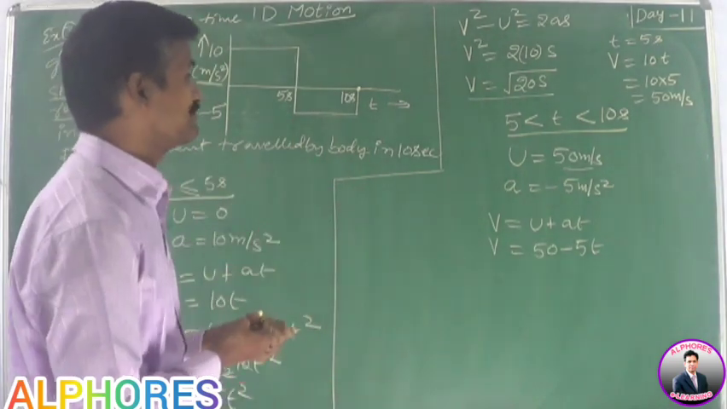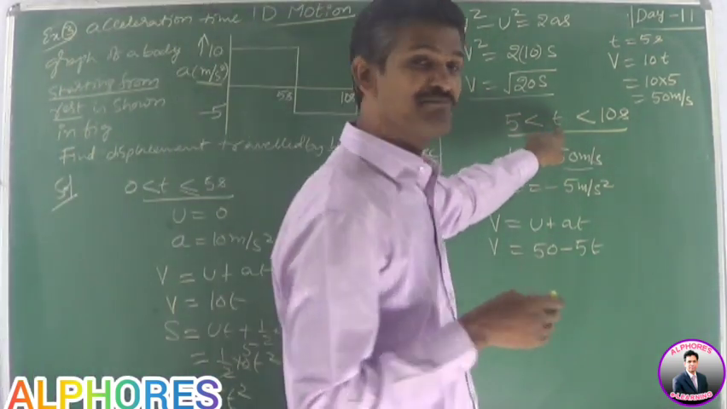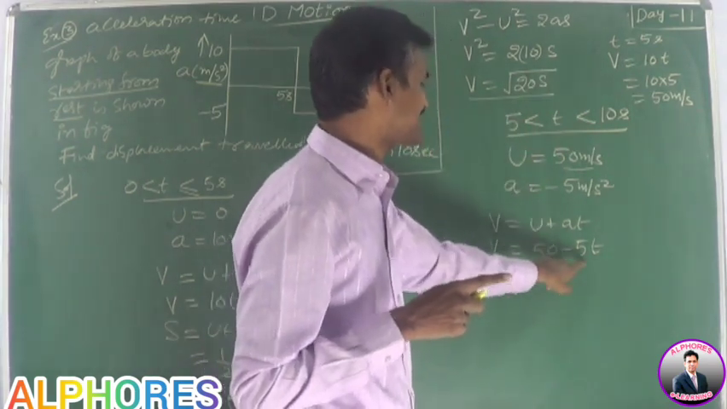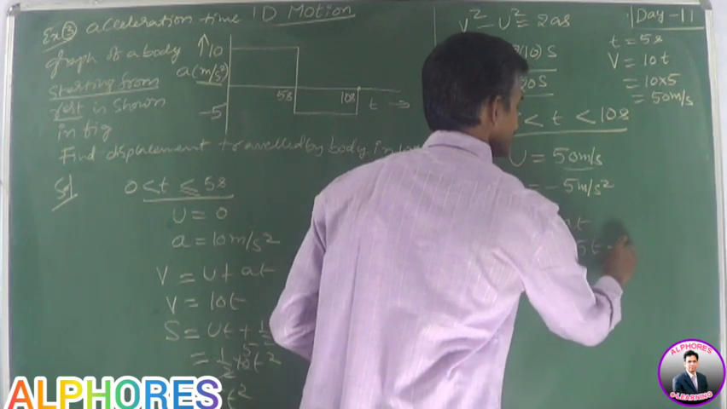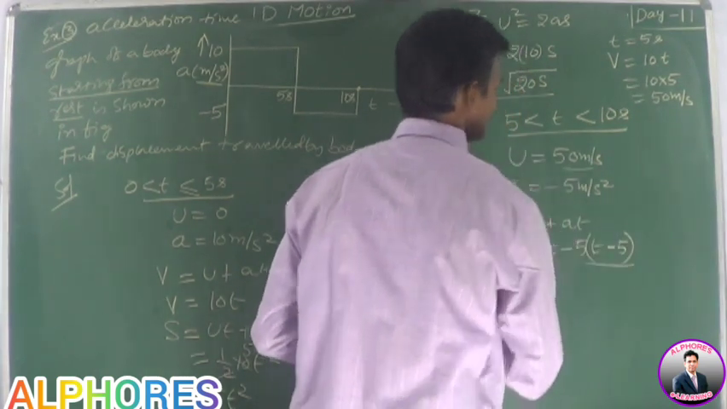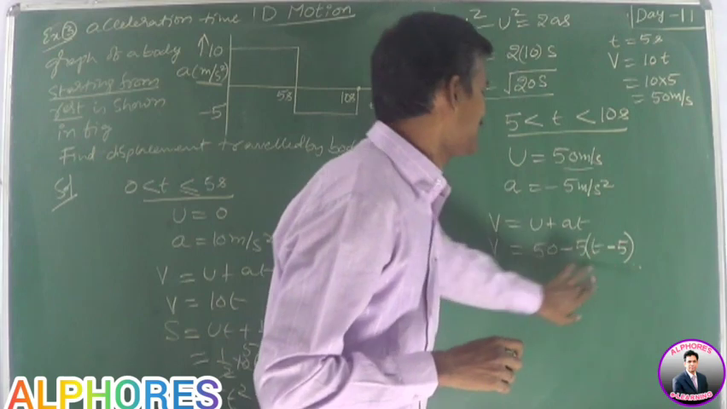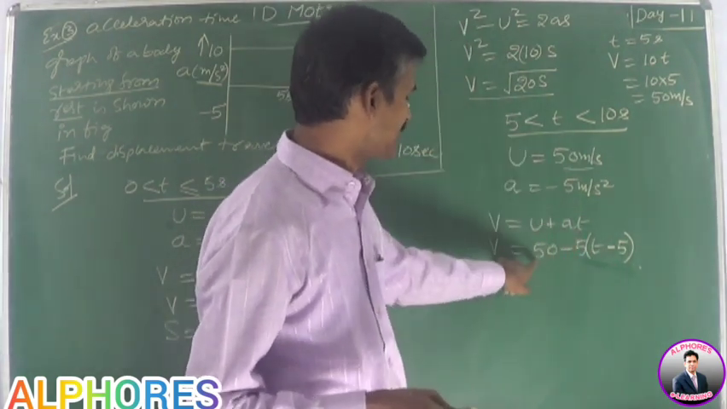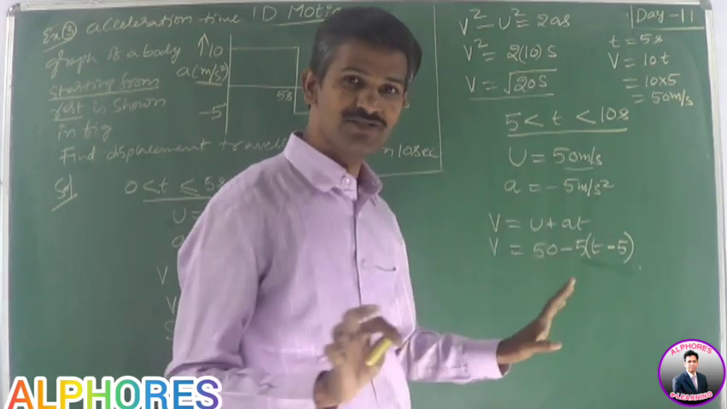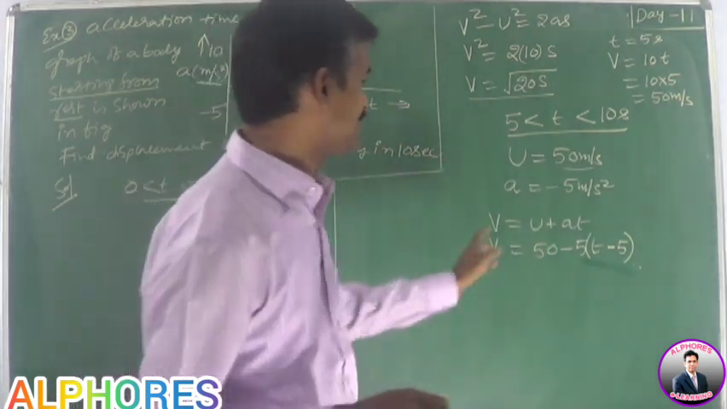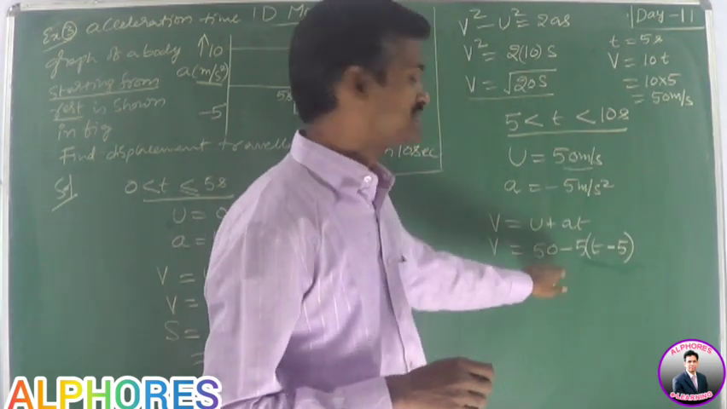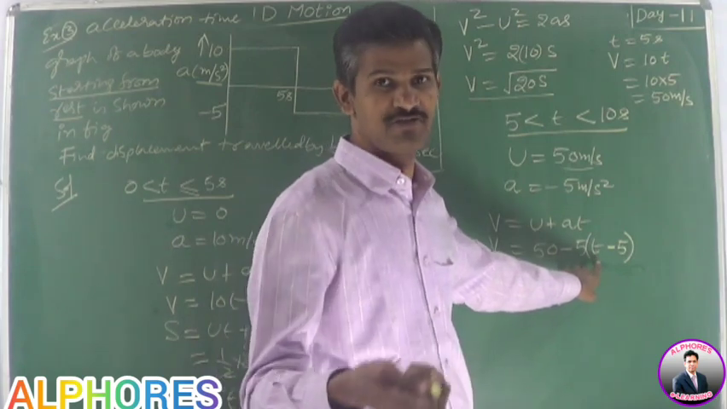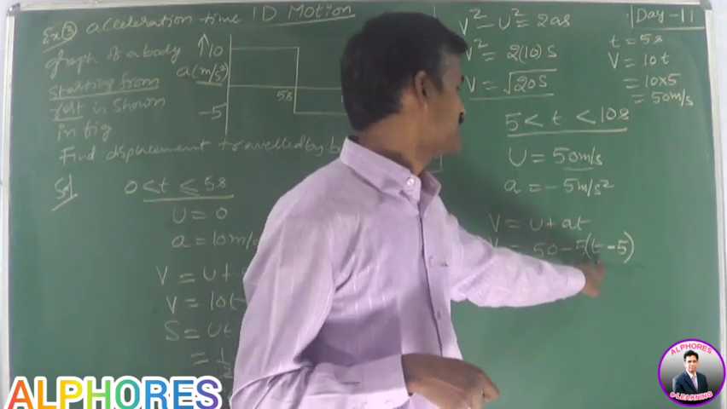But time must lie between 5 to 10 seconds. That's why we can't write t as it is. Here t is t minus 5, so you have to subtract 5 from t. It is important. Please remember, v is equal to u plus at. u is 50, no problem at all. a is minus 5. All students substitute as usual, but here most of the students make a mistake. The mistake is that instead of t we have to use t minus 5.